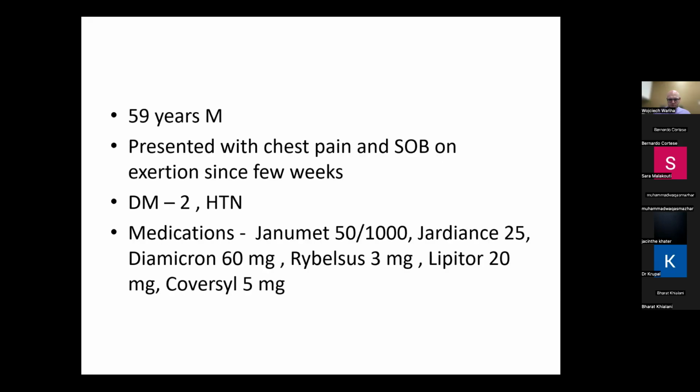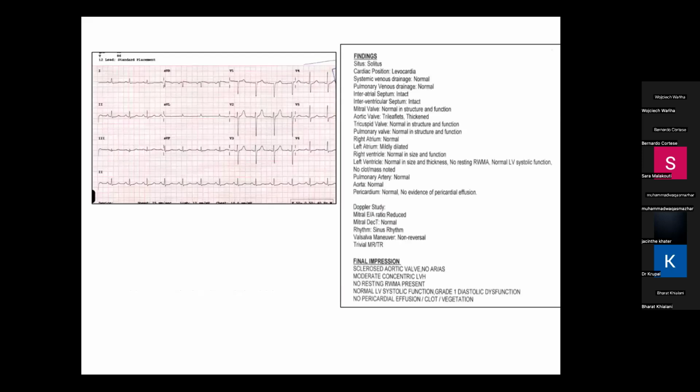So this case was a 59-year-old male patient, a case of stable angina, who presented with chest pain and shortness of breath, which increased over several weeks. He was a known case of diabetes and hypertension, and these were the medications he was on. This was his ECG, which was quite normal. And this was his echo, which also showed normal systolic function. So the patient was not having any ACS, any LV dysfunction, and was a stable but low effort angina patient.